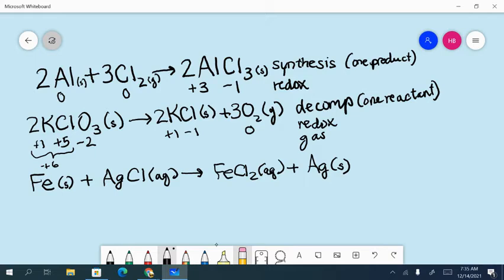Let's go ahead and balance this. We're going to have to put a 2 here and a 2 here. Single displacement reactions are always redox because there's always somebody standing by himself on one side and alone on the other side. So they're always redox.